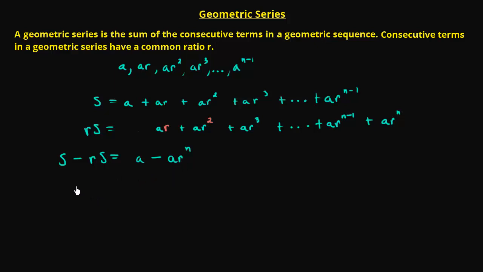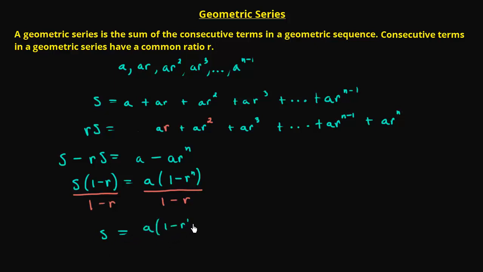So why is this useful? Well, notice that I can common factor s out. I have that s times 1 minus r is equal to, let's common factor a out of these two terms, a times 1 minus r to the power of n. Now I can divide both sides of this equation by 1 minus r. And what I'm left with is that s is equal to a times 1 minus r to the power of n, all divided by 1 minus r.